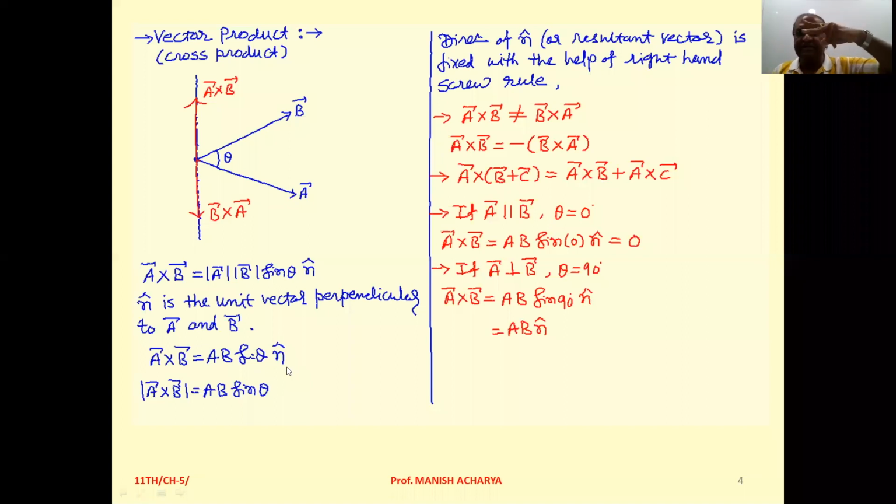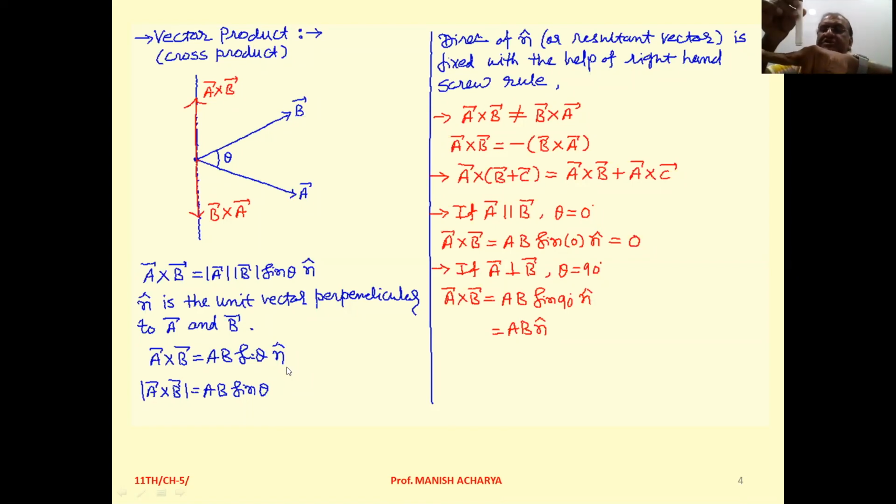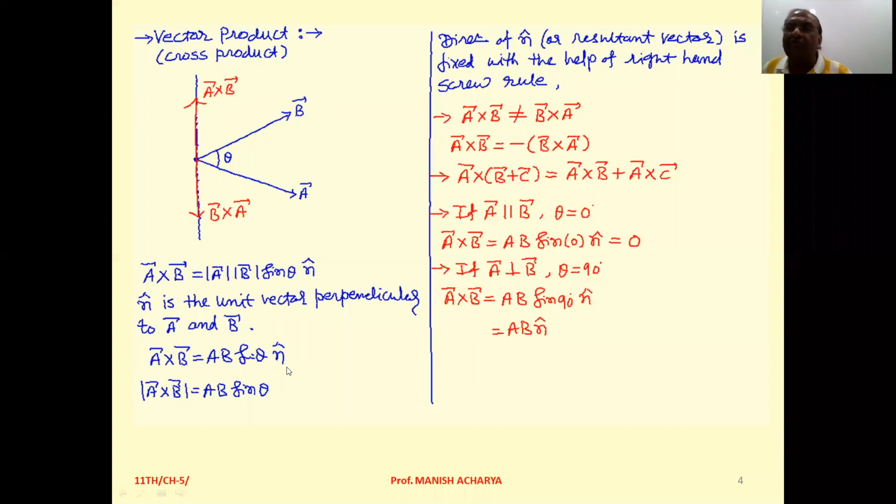Suppose these are the vectors A and B. This is vector A, this is vector B, then perpendicular to both of these, there are two directions. One is above, another one is below. Then which one do we have to take into consideration? So here the direction of n caret, or we can say the resultant vector, is fixed with the help of the right hand screw rule.